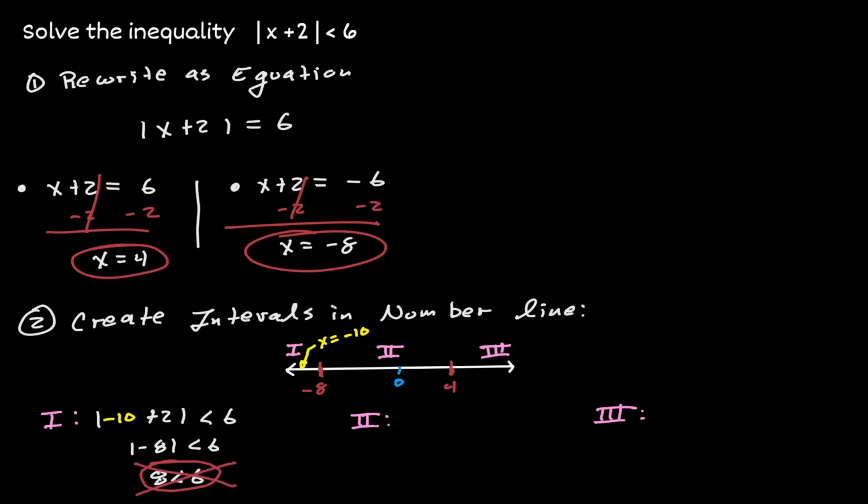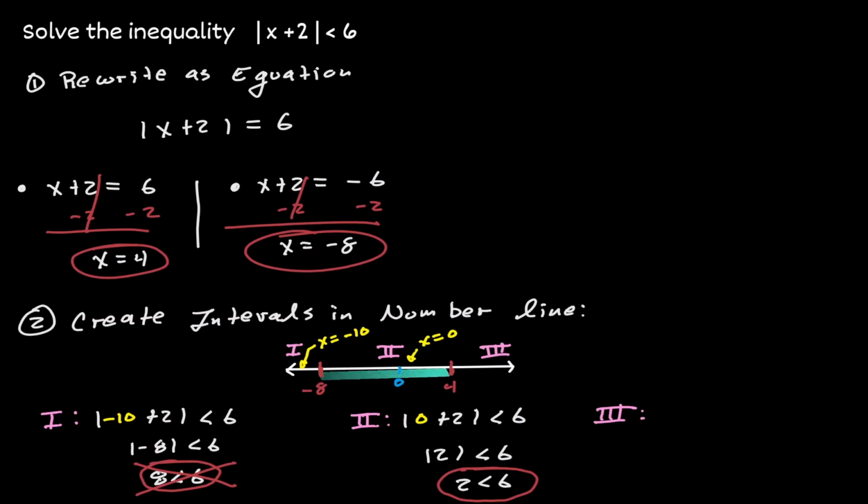Now let's test our second interval. Let's choose a number between negative 8 and positive 4. I'm going to choose 0. Let's plug that value into the inequality that we started with. Now let's evaluate. Inside the absolute value, we get 2, and the absolute value of 2 is 2. Notice that the statement we got, that 2 is less than 6, is definitely a true statement. So we will consider this interval as part of our solution.